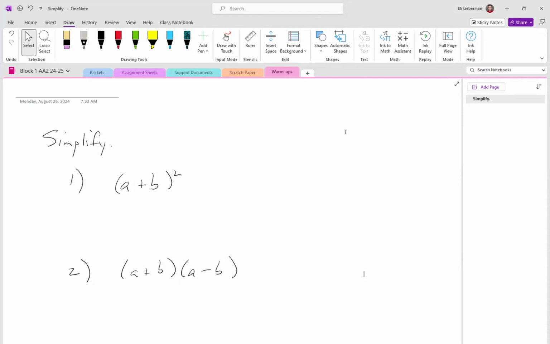Okay, did you finish? What's the danger with number one? Right, what some people do is they only apply it. They would do a squared plus b squared and just keep that as the answer. That is the danger. If your answer is a squared plus b squared, you may have forgotten something. You can't distribute exponents. So what do we do?